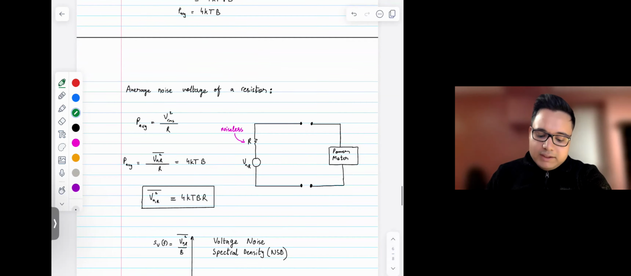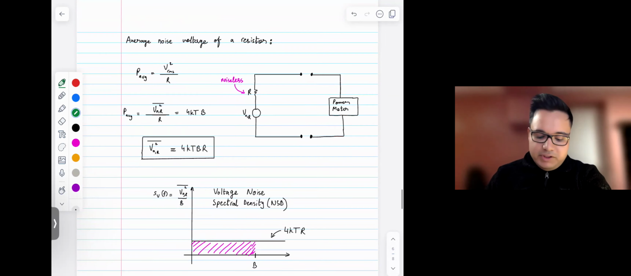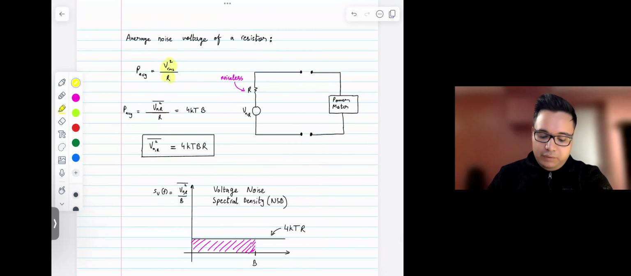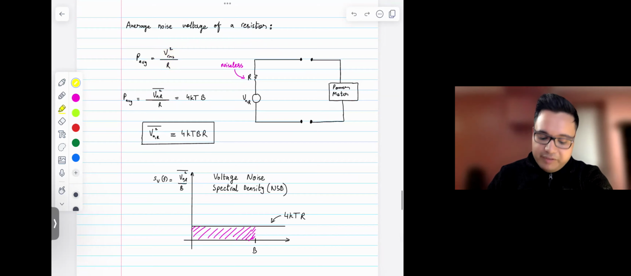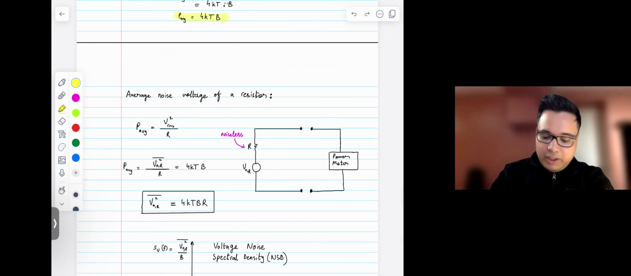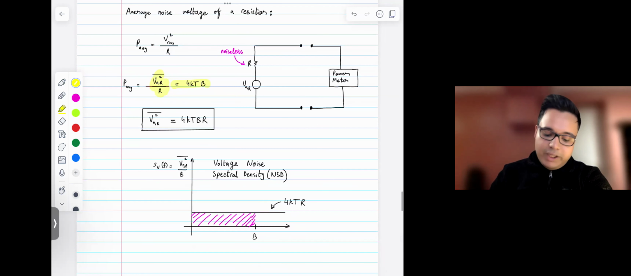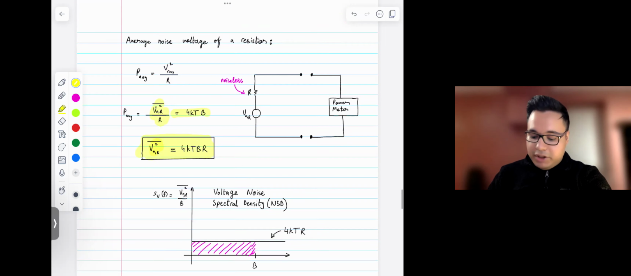All right. Now let's look at the average noise voltage of a resistor. The average power is also equal to V squared over R. We previously found that P average is 4kTB. We can say that this V squared over R term is equal to 4kTB, and that's how we get the average noise voltage, which is 4kTBR. And so that's a major takeaway.